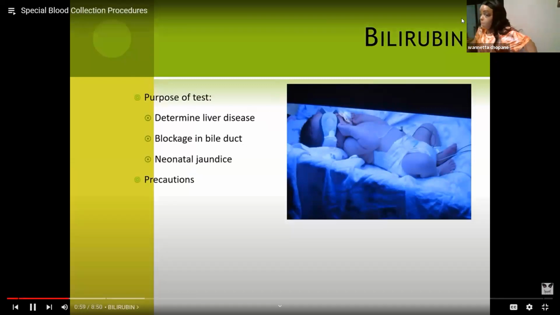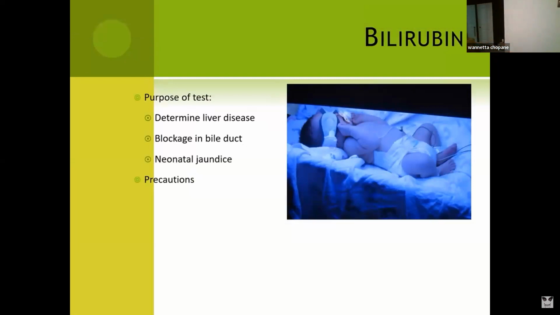And some of the precautions we need to take when drawing this type of blood sample or checking for high bilirubin levels, we need to minimize exposure to light. That is referring to the blood sample itself. When we are done collecting the blood, we need to minimize exposure to the light. This is a sensitive test, and we need to make sure that we keep light exposure to the bare minimum. And by doing so, we might be using some light blocking amber colored containers. Or if we don't have that, we can use aluminum foil to wrap around the tube immediately to prevent exposure to light.